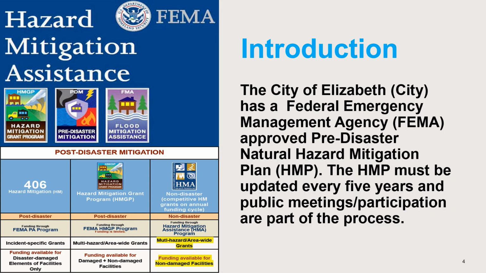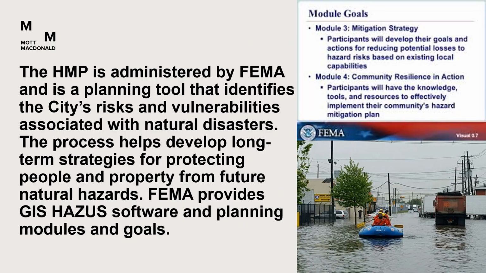The City of Elizabeth has a Federal Emergency Management Agency approved pre-disaster natural hazard mitigation plan. The hazard mitigation plan must be updated every 5 years, and public meetings and participation are part of the process. The hazard mitigation plan is administered by FEMA and is a planning tool that identifies the city's risks and vulnerabilities associated with natural disasters. The process helps develop long-term strategies for protecting people and property from future natural hazards.